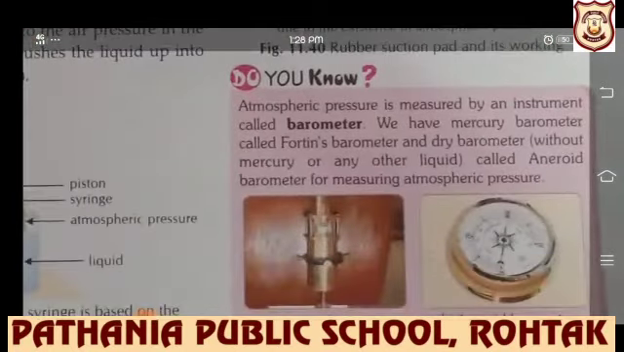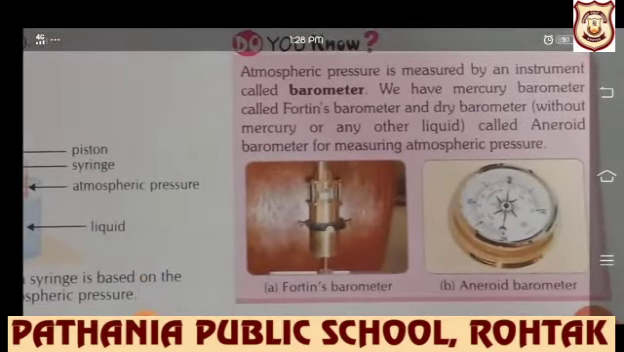Now we are moving to the next part. Do you know that atmospheric pressure is measured by an instrument known as a barometer? We have mercury barometers called Fortin's barometers and dry barometers. These are called dry barometers because they are without any mercury, without any liquid. They are aneroid barometers and are used for measuring atmospheric pressure.